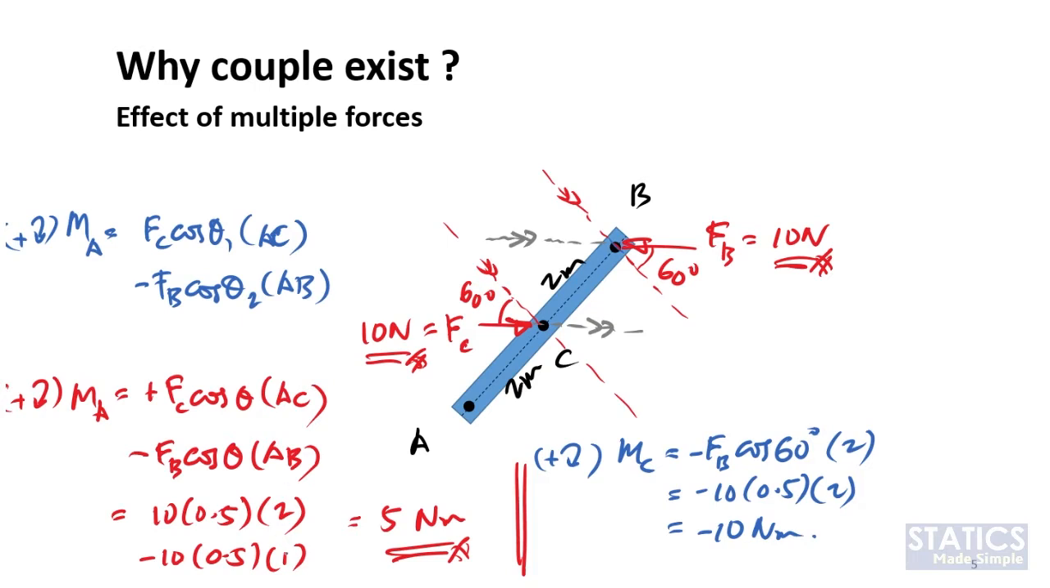Oh yes, my distances are wrong here. For AC, it was supposed to be 2 meter. That's correct. For AB, it was supposed to be 4. So this will give us 10. This will give us 20. So 10 minus 20, you have minus 10. Now it makes sense.